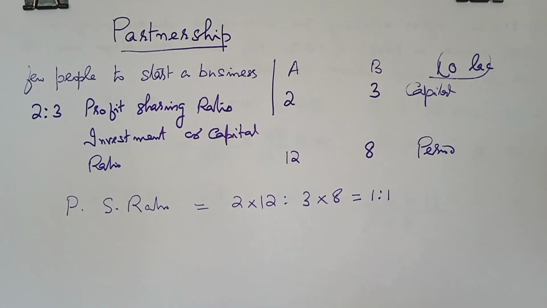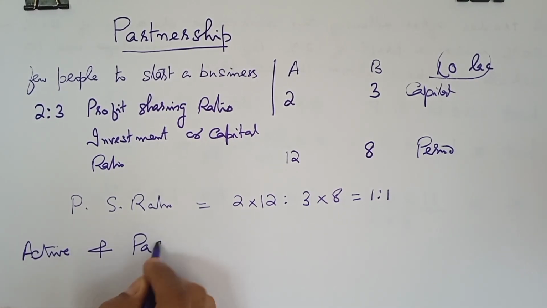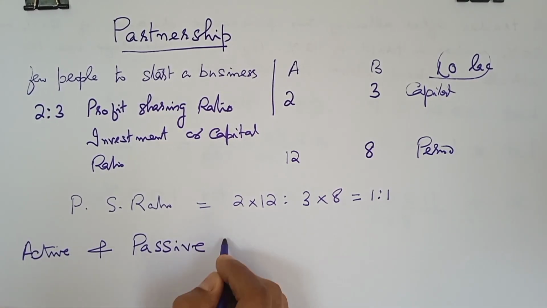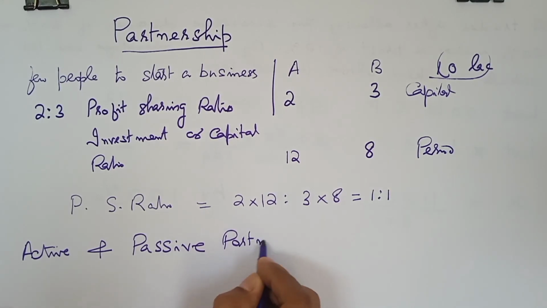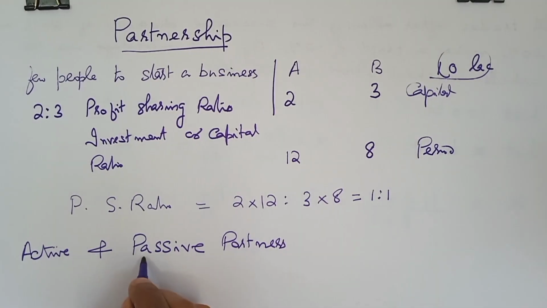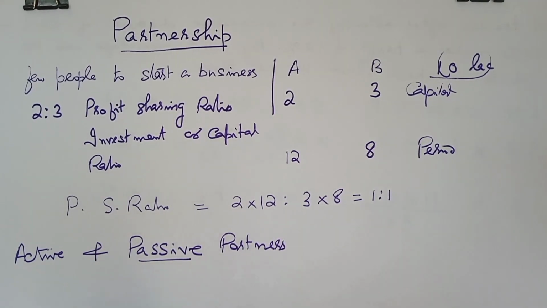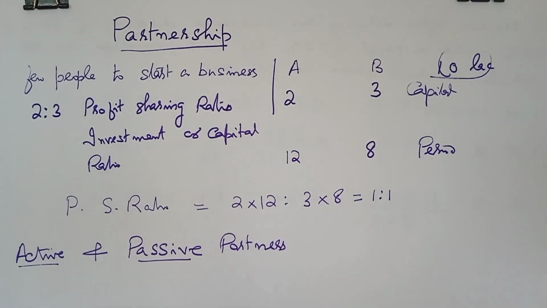Now, there's one more simple idea that goes along with partnership. You might have heard of active and passive partners in a business. See, passive partners are people who make some capital contribution to a business and they don't look at the business, rather they don't do any work in the business. Whereas active partners are people who have made capital contribution and apart from that they keep working in the business.